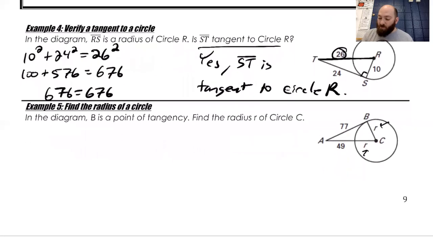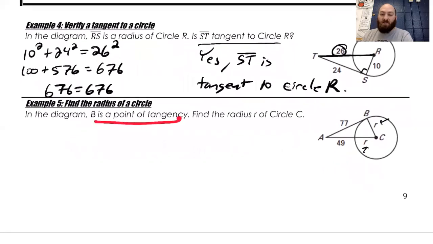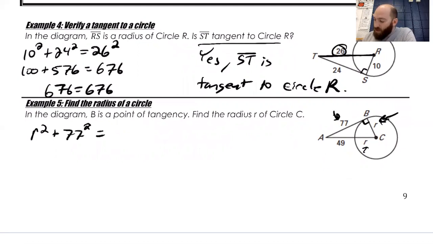All right, find the radius of a circle. So in this scenario, I'm telling you B is a point of tangency. So we know that we have a right angle there. So I'm just going to set up Pythagorean theorem. You got to be careful. Here's one leg right here. That's going to be R squared plus 77 squared equals this whole length, which is going to be (R plus 49) squared.